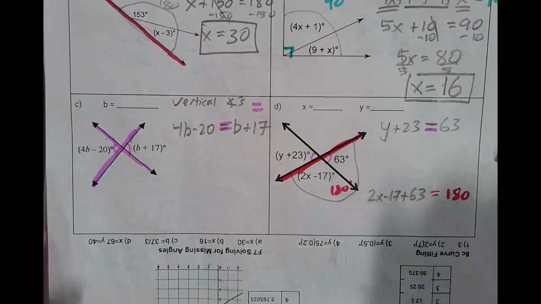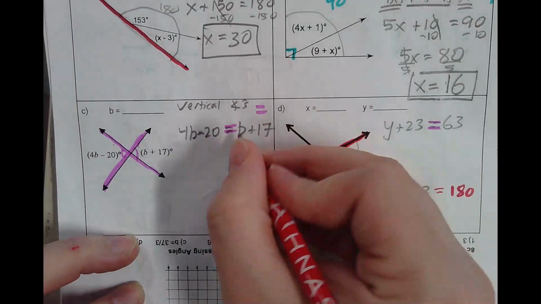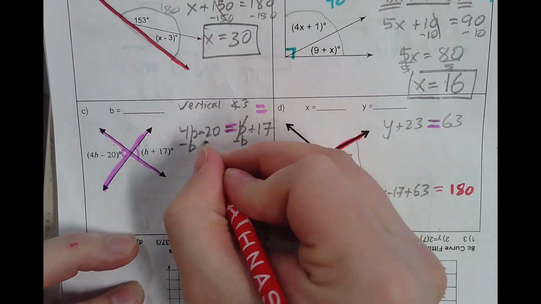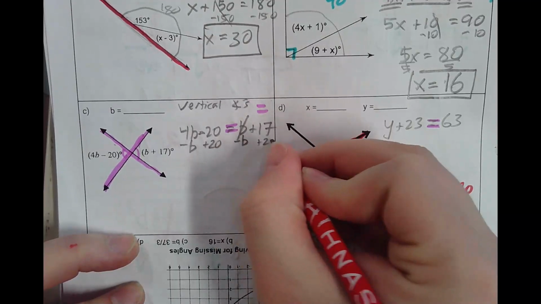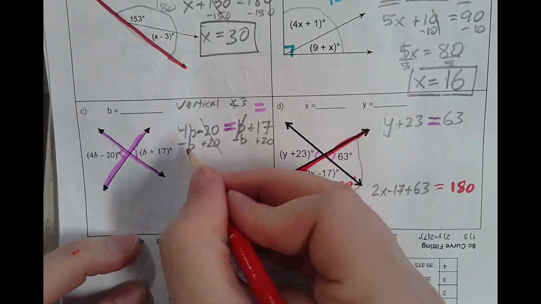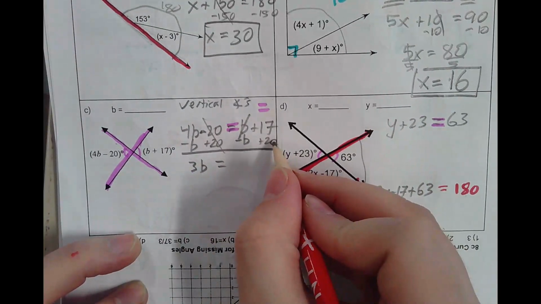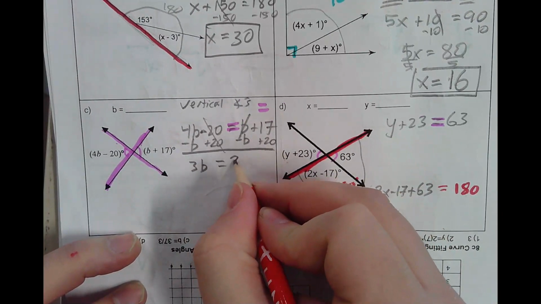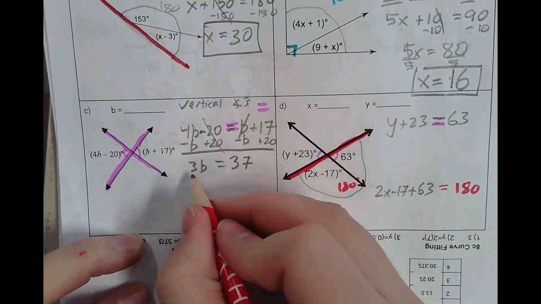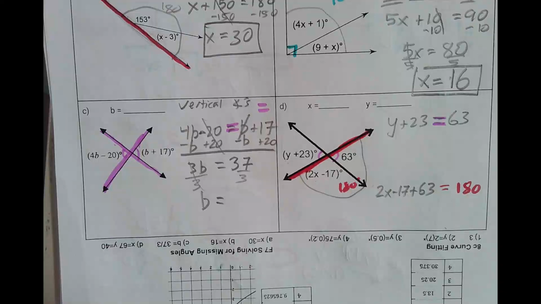Okay, letter C was the vertical angles where we set them equal to each other. So I want to get b on one side. I'm going to go ahead and subtract b to this side. And I'm going to go ahead and add 20 to the right side. Since it says subtraction, we're going to add. So 4b minus b is 3b. 17 plus 20 is, very carefully, we get 37, right? 37. Dividing both sides by 3, it looks like we're going to get a decimal for this one.